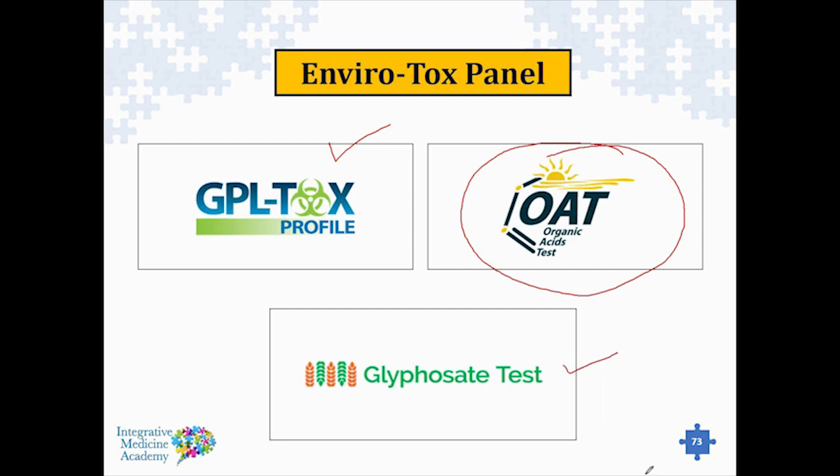Glyphosate, we know, is a toxin that can increase the potential for Clostridia bacteria, for example. Great Plains actually carries the Envirotox panel, which is a combination of the OAT, the GPL tox, and the glyphosate test, combined as a package. They're separate tests, but they're packaged together in this Envirotox panel. You can contact Great Plains for more information.